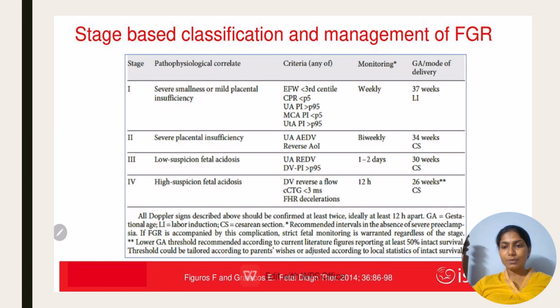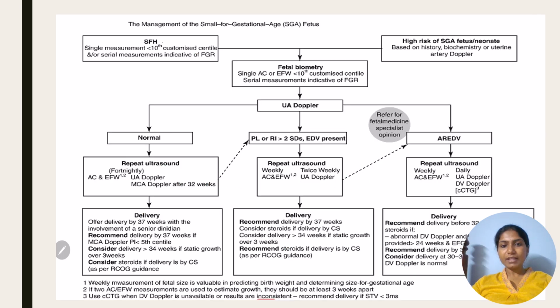So this is how we can prevent intrauterine fetal demise in cases of FGR. This is the criteria, and that is the monitoring interval, and the last column depicts the gestational age and the mode of delivery. In the first stage, you can go for labor induction, but the other 3 stages are an indication for cesarean section. And this is a very important diagram.